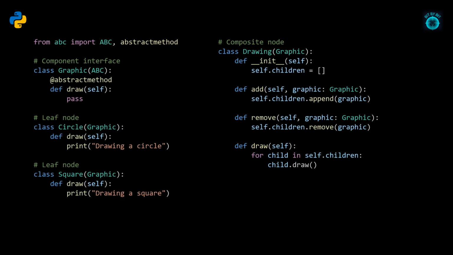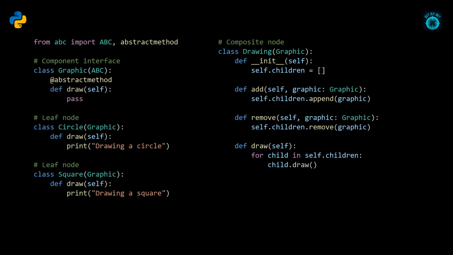Here is a full implementation of the composite design pattern in Python. We start with an abstract base class named graphic. It defines a method called draw, which every shape must implement. We then define two leaf classes, circle and square. Each of them implements the draw method to print its shape. Next, we define a composite class called drawing. It also inherits from graphic, so it follows the same interface. Inside the drawing class, we use a list called children to store shapes.